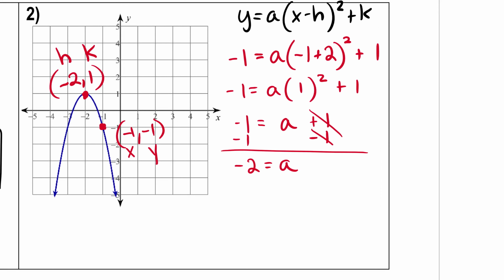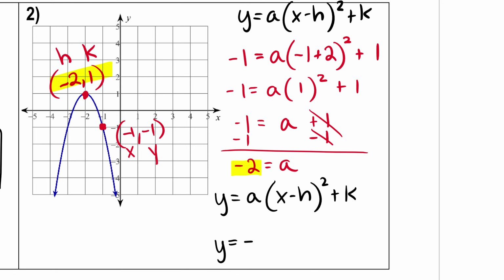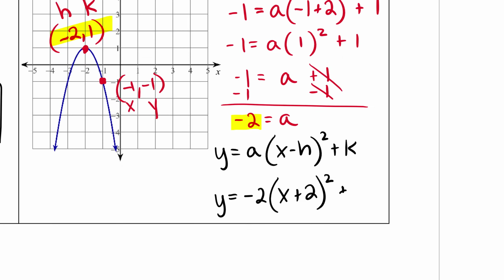Okay, so now in here, I only want my a and my h and k. And so I can rewrite my equation. So I have y equals a(x minus h) squared plus k. And so my final answer is y equals -2 times (x, and then h is -2, so I'm going to flip it and do +2) squared, and then k is +1. And that is my final answer.